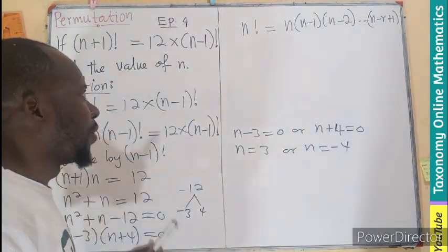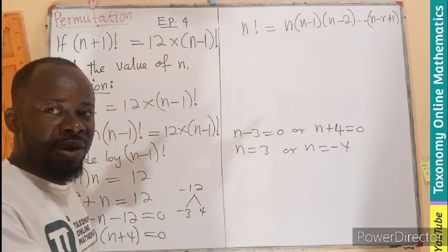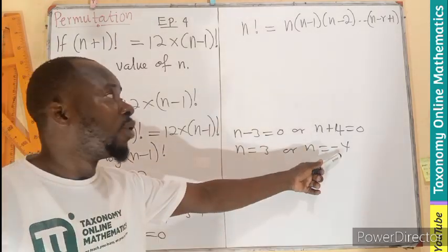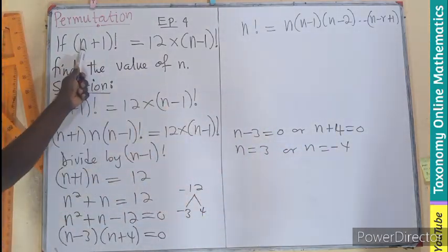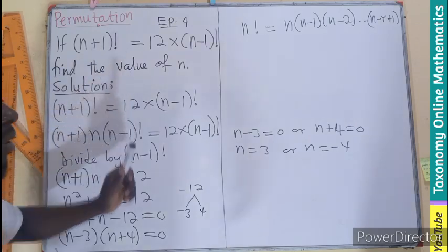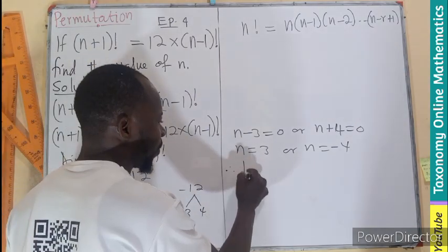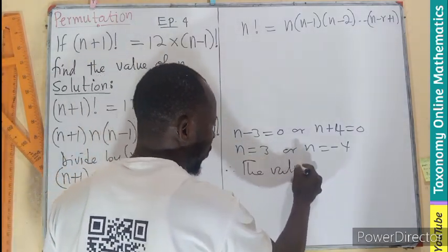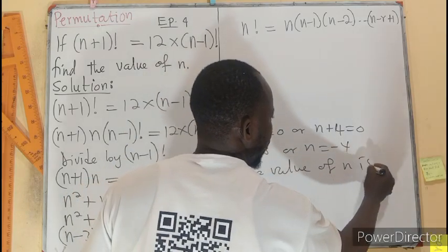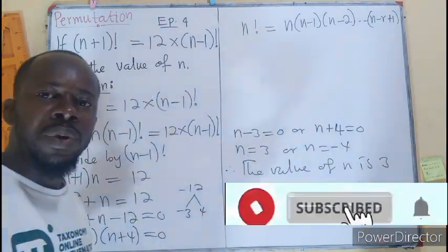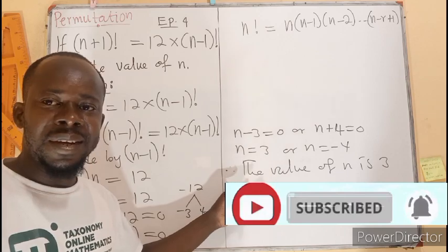You know, in factorial, we don't deal with negatives. It's a non-negative product. So this is going to be discarded, because negative 4 plus 1 is negative 3 factorial, which will not be true. Therefore, the value of n is going to be just 3.